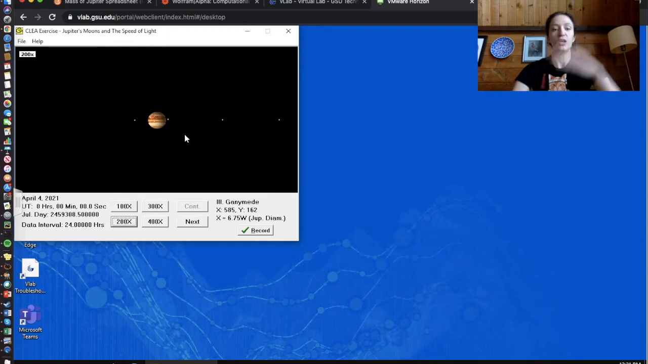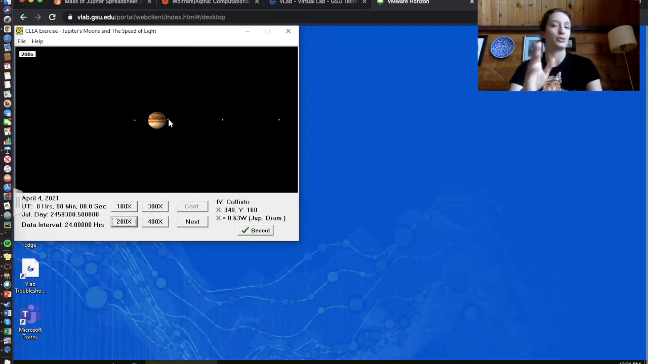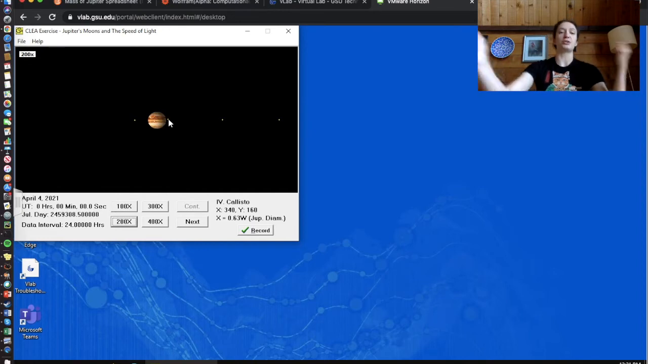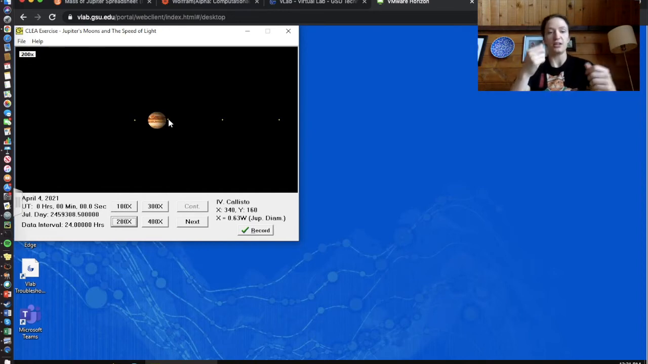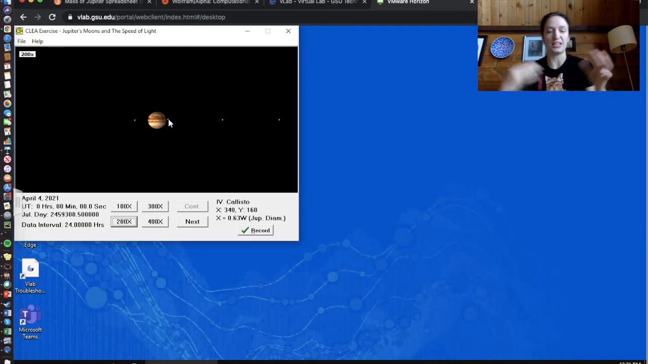Now you might say, whoa, wait a second. I thought Callisto was the one furthest out, but Callisto looks like it's the one closest in, right? This is just a perspective thing because they're all in different places in their orbit. Callisto's kind of in front of Jupiter, Ganymede's way out to the side. So Callisto is still further out than Ganymede. It just looks like it isn't because it's kind of in front of Jupiter.